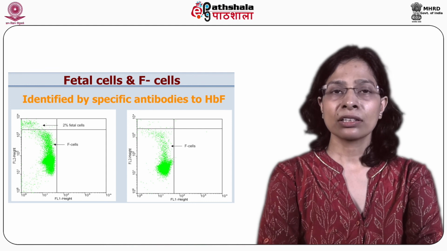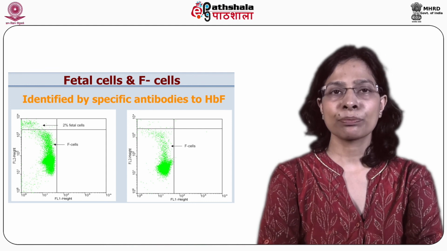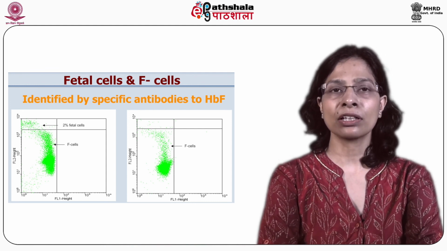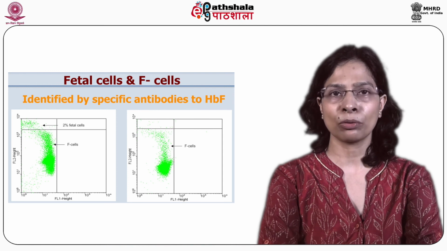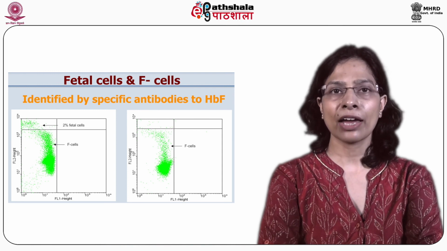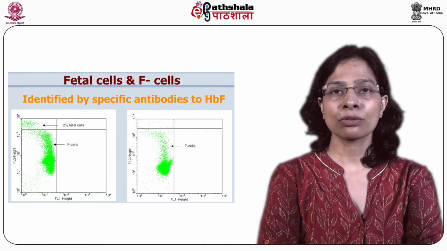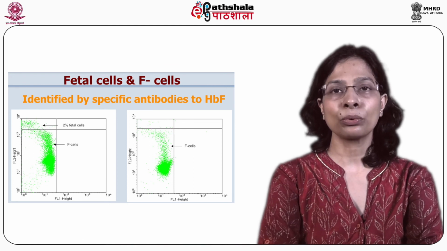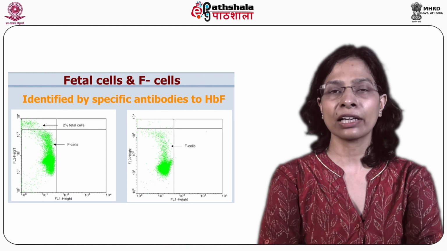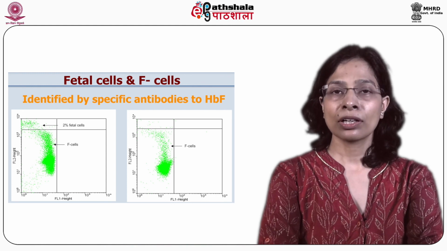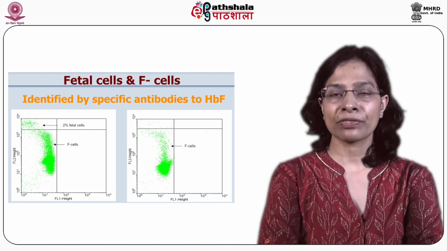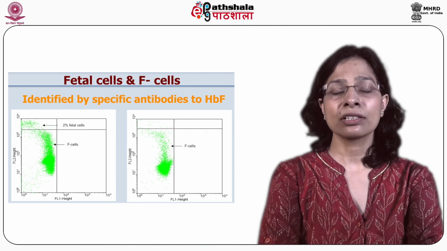In addition, in certain hematological disorders, there is presence of red blood cells which contain a small amount of fetal hemoglobin. These cells are called the F cells, and the conditions where the F cells are increased include sickle cell anemia and certain thalassemias. So, by measuring or quantitating the number of F cells in the circulation, the disease severity can be assessed.